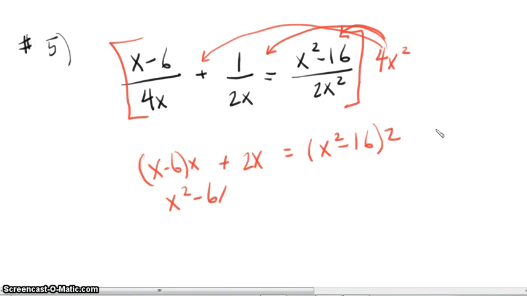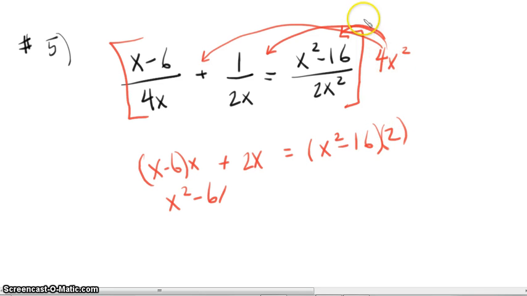Our denominators are 4x, 2x, and 2x squared. So therefore, we multiply the whole thing by 4x squared. Okay? And when we multiply this whole thing by 4x squared, we're dividing initially and then multiplying through. So 4x squared divided by 2x is just equal to 2. It goes in twice. And then I take that 2 and multiply it by the x squared minus 16.